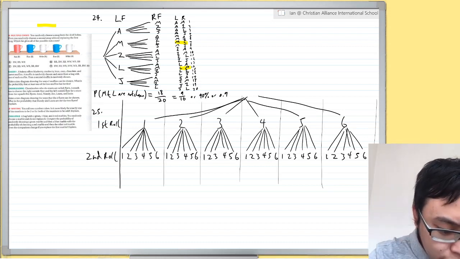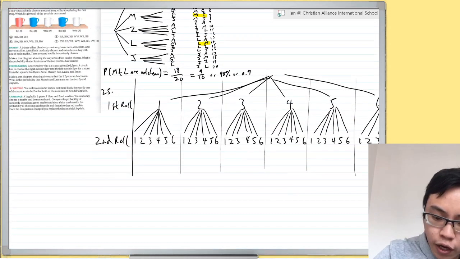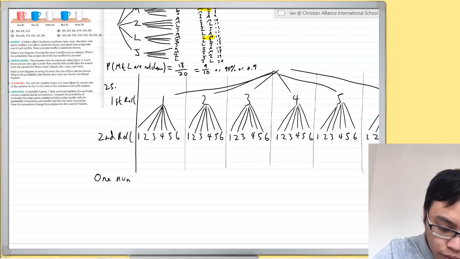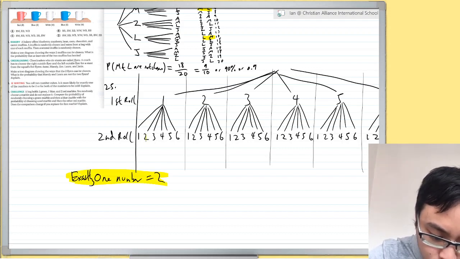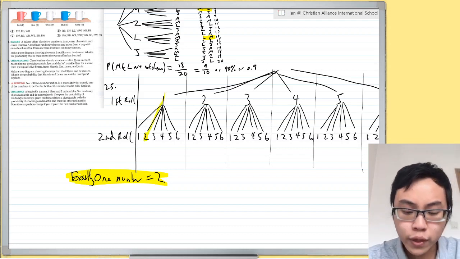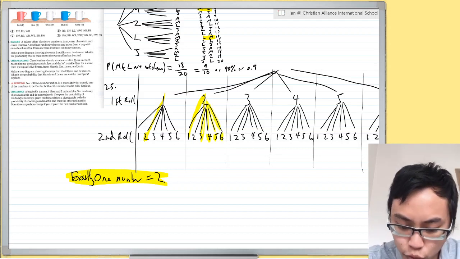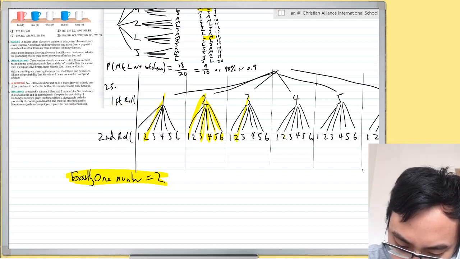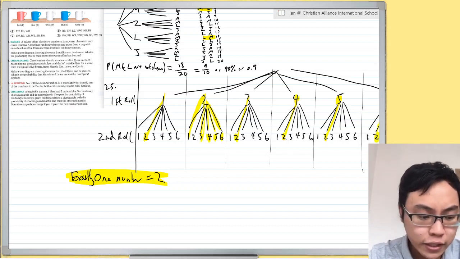So let's look at the question again. It says, is it more likely for exactly one of the numbers to be 2? Let me highlight that in yellow. Exactly one number is equal to 2. Which one is that? We have 1, 2. And then we can also have 2, 1, 2, 3, 2, 4, 2, 5, 2, 6. All of these have exactly one 2. And then we can have 3, 2, 4, 2, 5, 2, 6, 2. So all of those have exactly one 2.